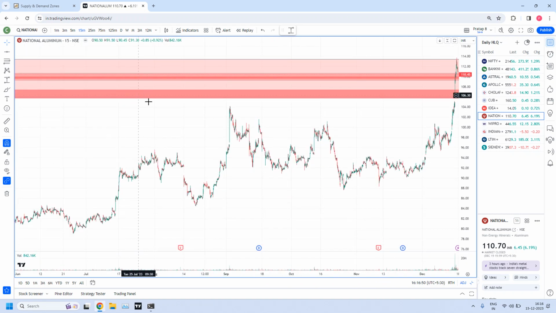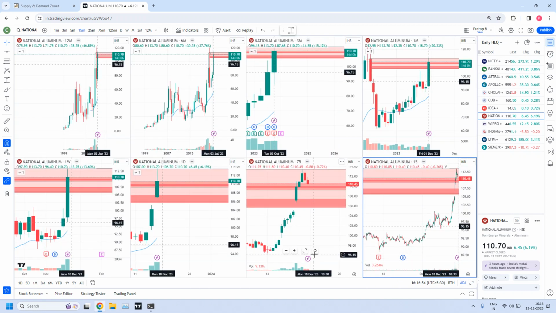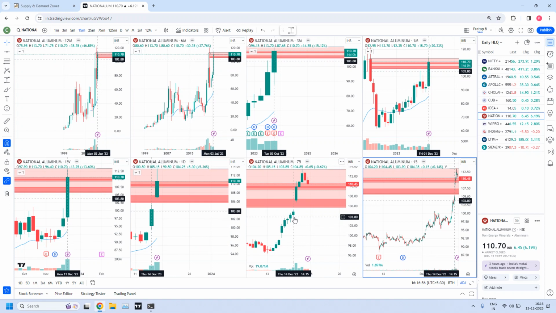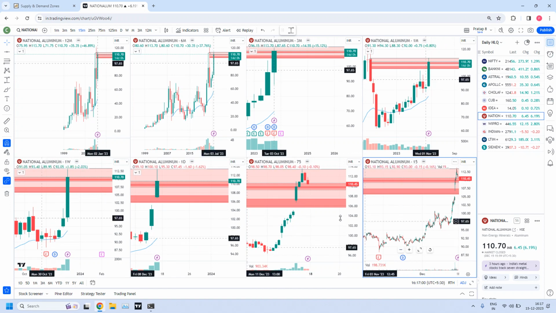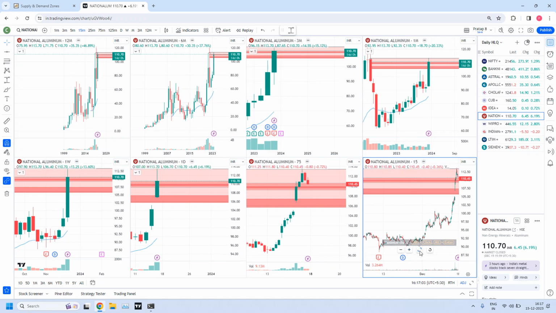See this one, the one below that we have drawn is a 75-minute supply zone. Why we avoided this trade is because 5 minutes data is not available in TradingView. This zone was created somewhere around 2002 and TradingView data is not available. So we are not in a position to look inside the price structure on the 5 minutes.